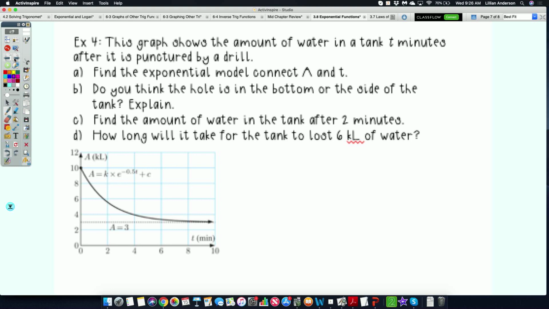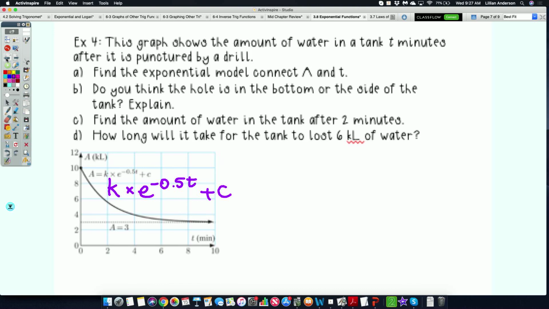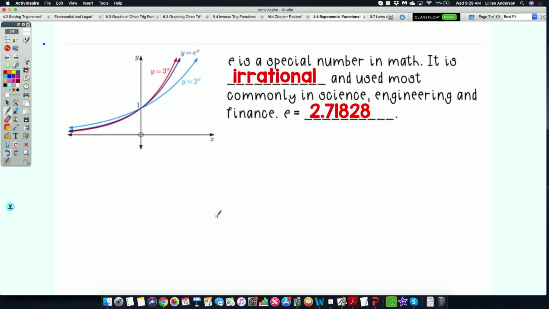So right here, very hard to see, but we have K times E to the negative 0.5 T plus C. Yes? Okay. It doesn't say anything about E. So now let's talk about what E is very quickly. E is a special number in mathematics.